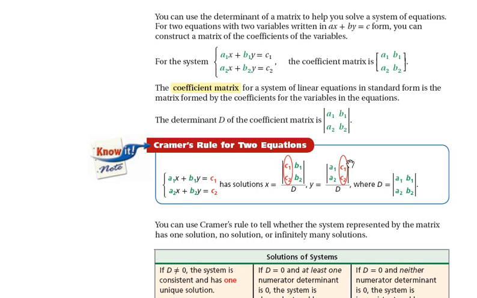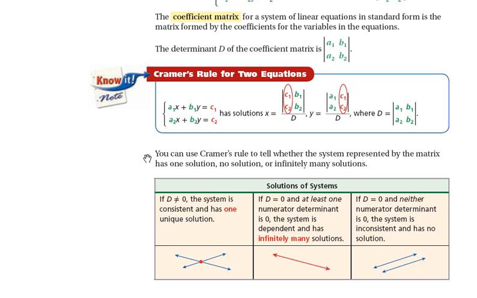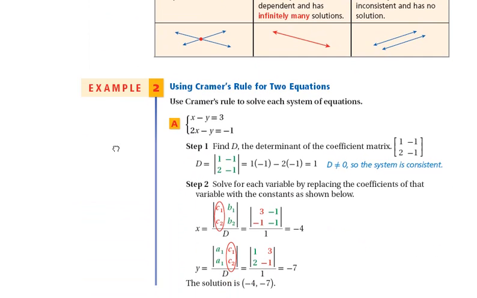And then to find the y coordinate, you replace the second column with the c's. You find the determinant there, and you divide that by D, the coefficient matrix, and that gives you your y coordinate. So it's really just another way to find where two lines intersect. Either they intersect in one point, infinitely many points, or no points at all. And that's something that we saw in the previous chapter. And you can look at an example here. It's pretty easy to follow.